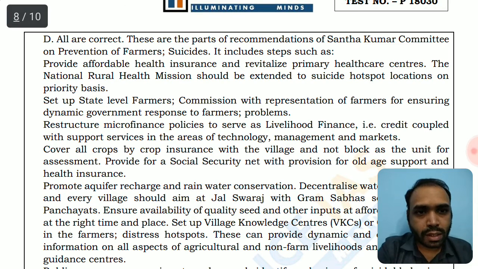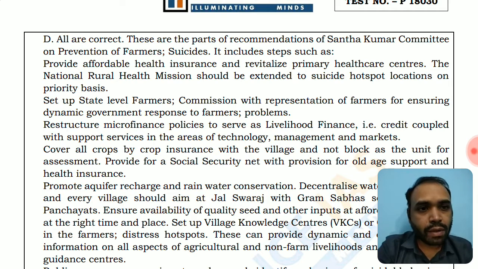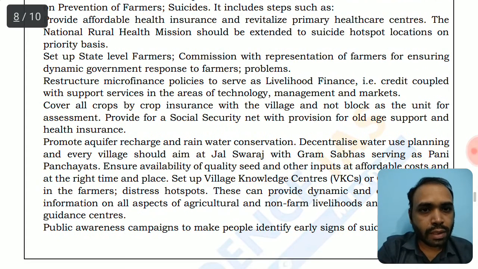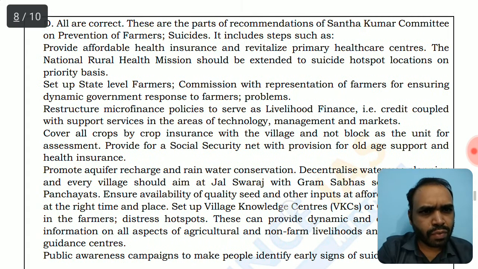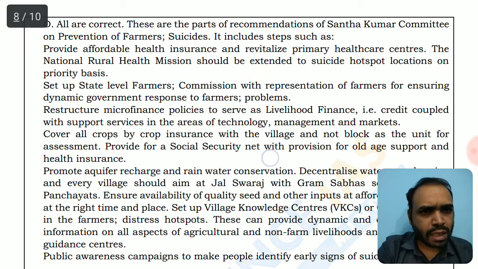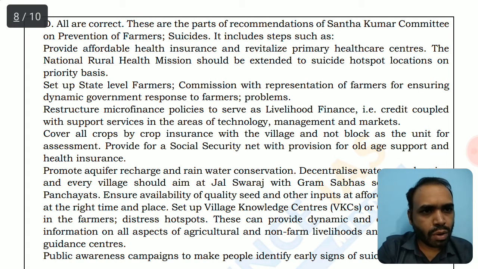So there has to be restructuring of microfinance policies and how you are going to finance the livelihood of the farmers. Cover all the crops, crop by crop insurance, with the village and not the block as the unit. So village level coverage and village level insurance has to be done, not the block as the unit, because accessing the movement to the block and accessing these kind of insurance policies will be difficult for the farmers who are mostly engaged in farming in their own village.